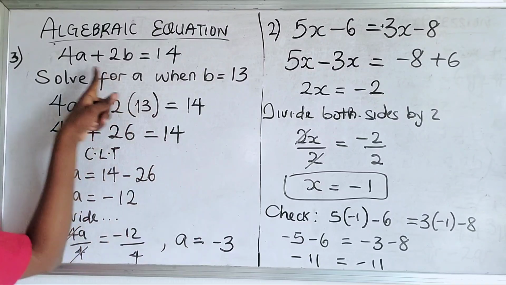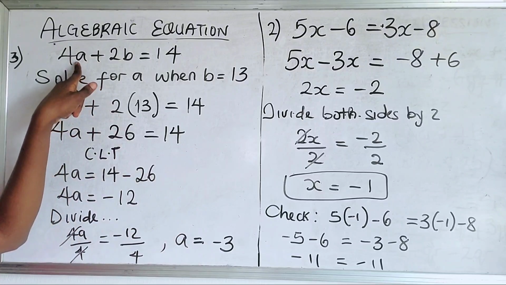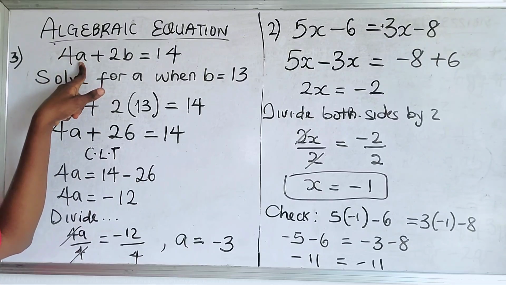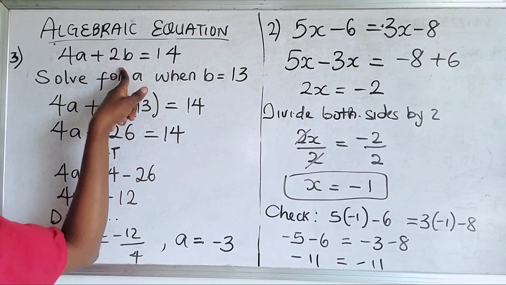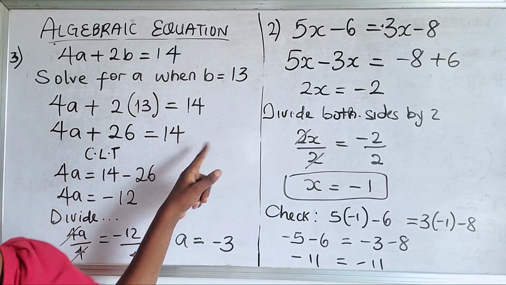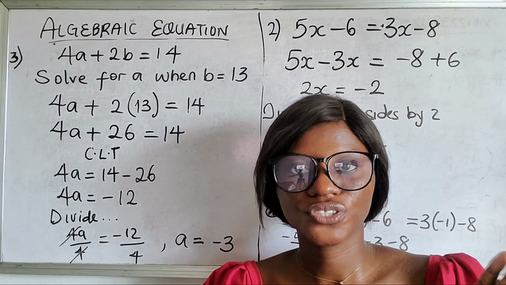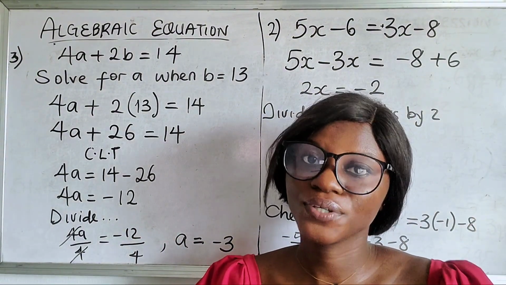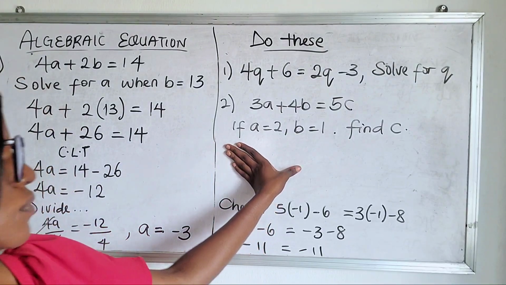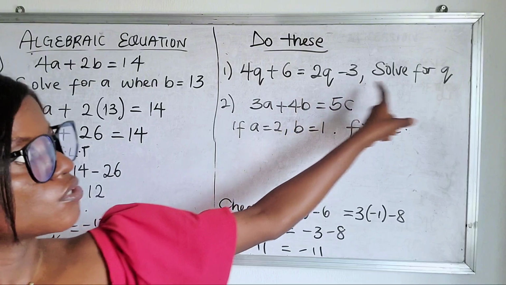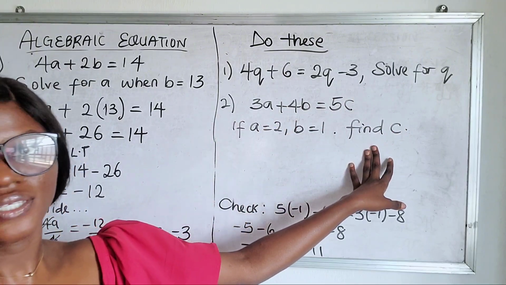So I need you to go back to check, put the value of a, which is minus 3, into your equation. So 4 times minus 3 is minus 12. Minus 12 plus 26, right? It's 14. When you check and you see that you're able to get the equation given as your question, then you know that your value or your answer is correct. Okay? All right, so here's your task for the day, 1 and 2. Solve for Q, and then if A is this and B is this, find C.